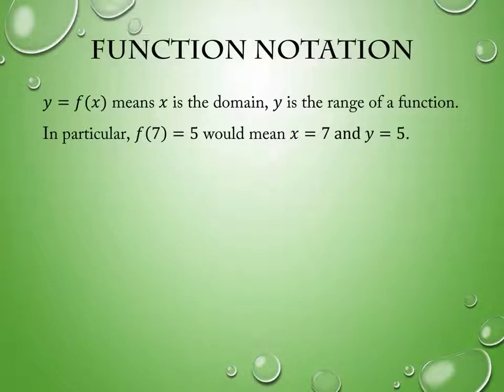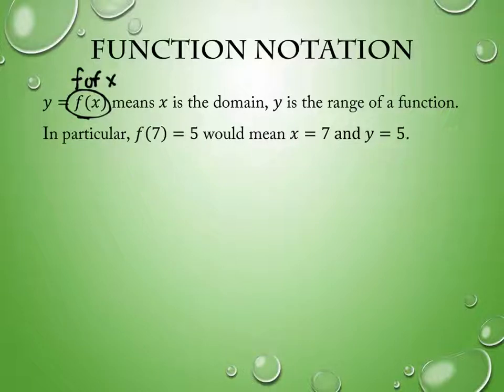So y equals f of x. F of x, okay? It is not multiplication. This is not f times x. I know parentheses sometimes mean multiplication. These don't. It means that x is our domain and y is our range. And it means that we're dealing with a function. In particular, it passes that vertical line test. Every input has only one output.